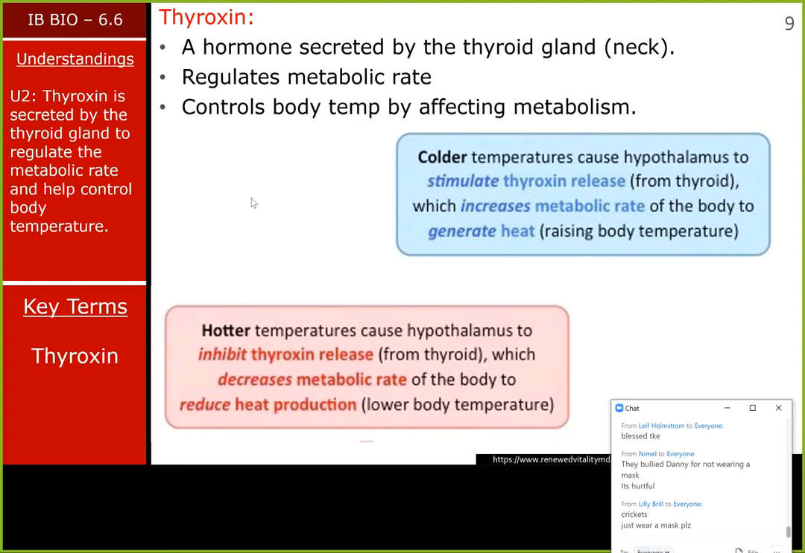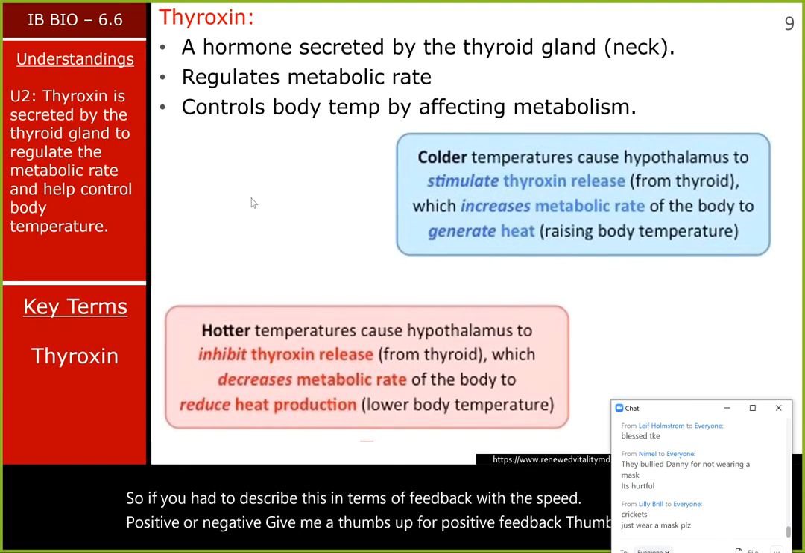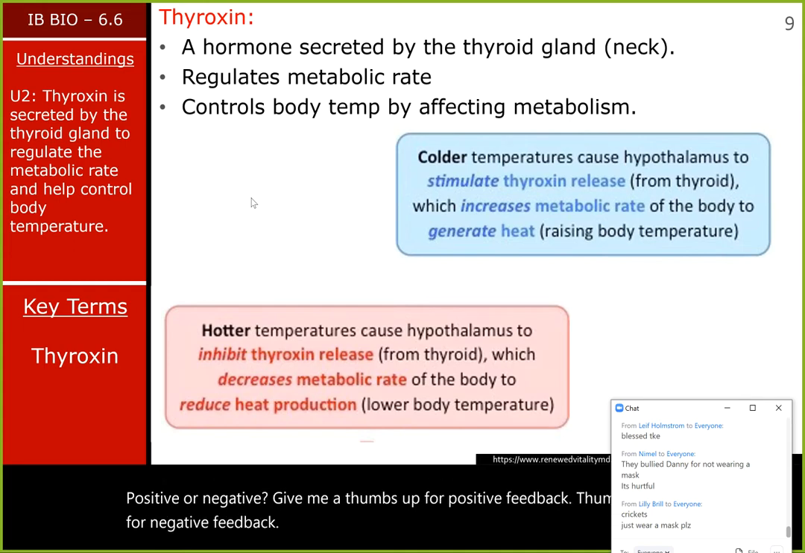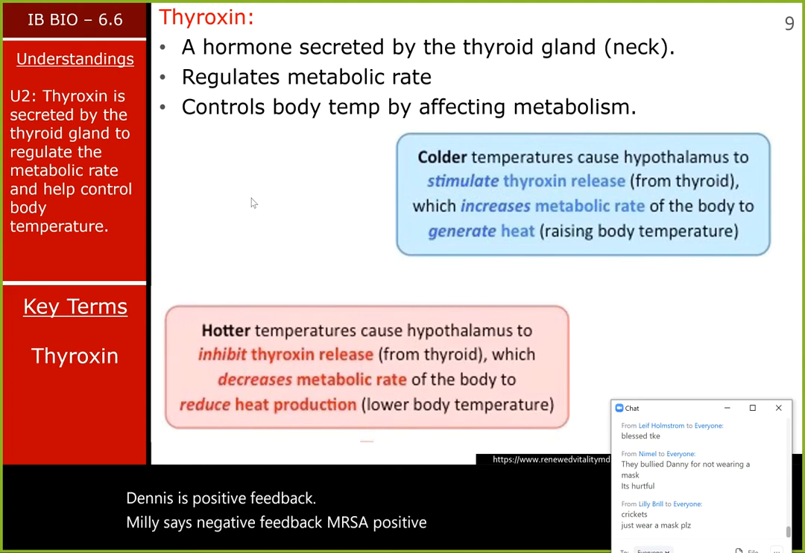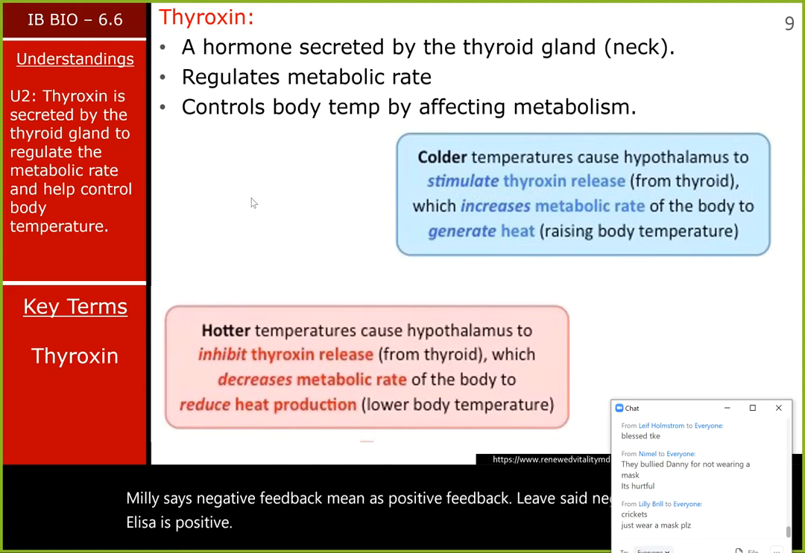So if you had to describe this in terms of feedback, would this be positive or negative? Give me a thumbs up for positive feedback, thumbs down for negative feedback. Danny says positive feedback. Amelia says negative feedback. Mina says positive feedback. Leif said negative. Emily says positive. Lily says negative. We're split.